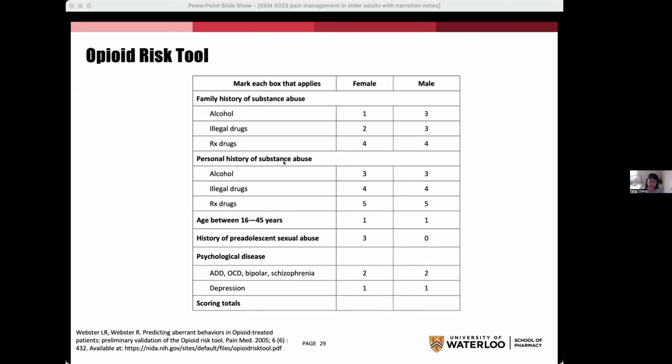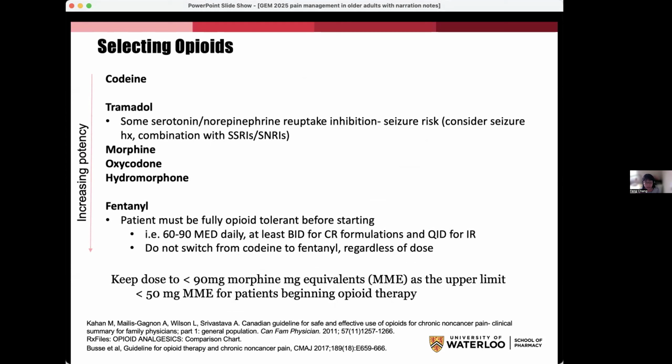And this is also reflected in the guidelines where they talk about how you want to be really careful starting opioids if they have an active substance use history. You probably do not want to start opioids in them, but if they have a past history, you also want to be careful and start them with the lowest dose and keep monitoring.